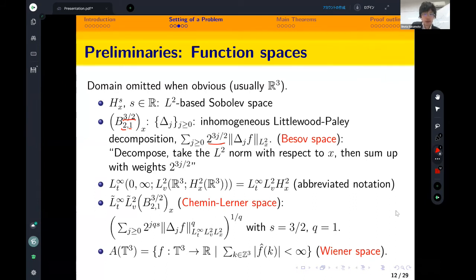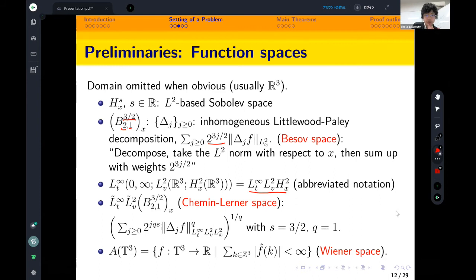And the next one is, well, not a definition, rather an abbreviation. If I write a function space like this, then it should mean, for example, there is a function of t, v, and x, and we first take the H2 norm with respect to x, then take the L2 norm with respect to v, then finally take the L infinity norm with respect to t. I believe this kind of abbreviation is common.